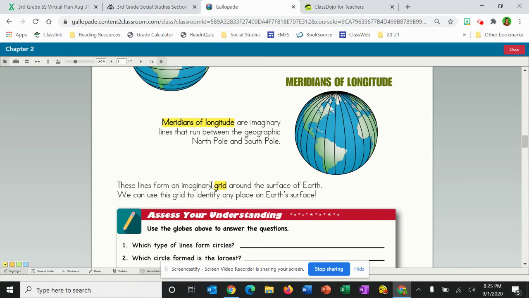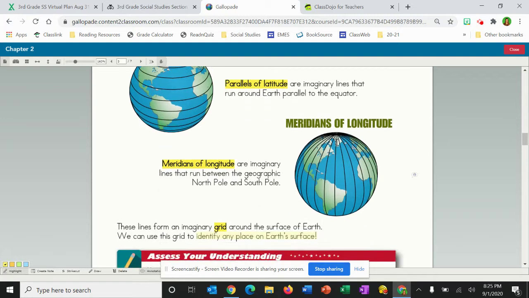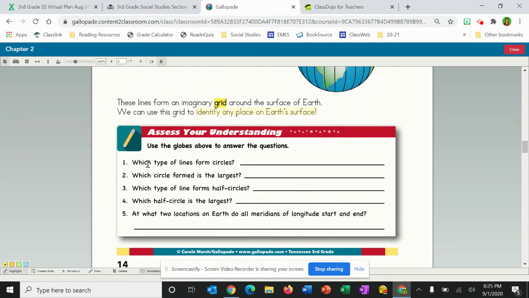So these lines form an imaginary grid around the surface of Earth. We can use this grid to identify any place on Earth's surface. So if we want to know any place on Earth's surface, we can just figure out their latitude and longitude. So what I want you to do is I want you to answer these questions. It says use the globes above to answer the questions. I want you to answer these to the best of your ability. Go ahead and pause the video and answer those, and I'm going to move on to the next page.